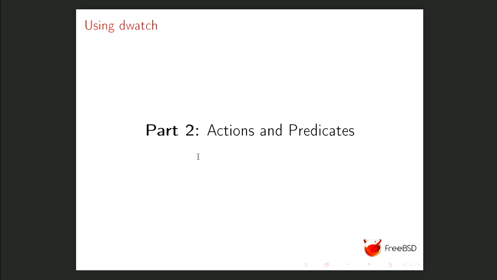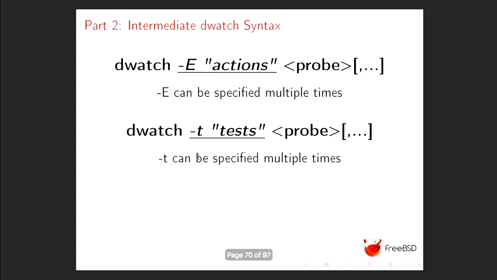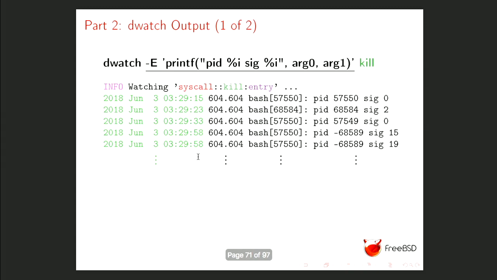And now it's actions and predicates for DWatch. Actions are put into dash capital E, and tests are put into dash T, and they can be specified multiple times. So here we're going to say, when I hit kill, I'm going to, like before, but using DWatch this time, print the PID and the signal. And this is not the final end goal. This gets easier too.